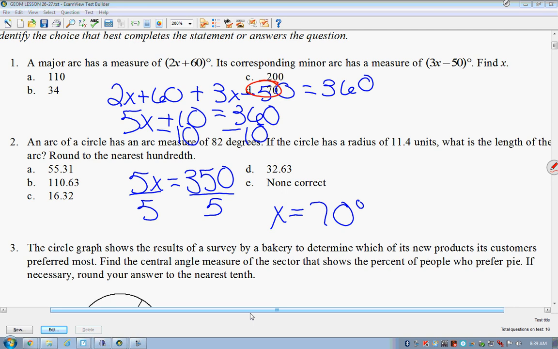Do you? No, I don't. Why not? Because I led you to believe that it needed to be plugged back in, but you didn't read the question. It says find x. So in this case, am I done at 70? Yes. Okay? But I always want you to be reading the question. Determine where it is that I stop.